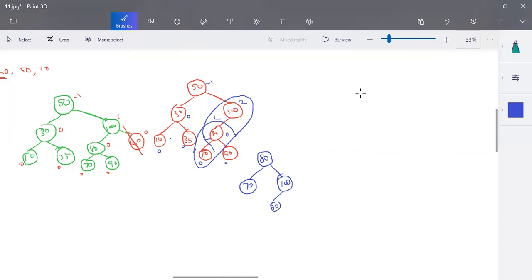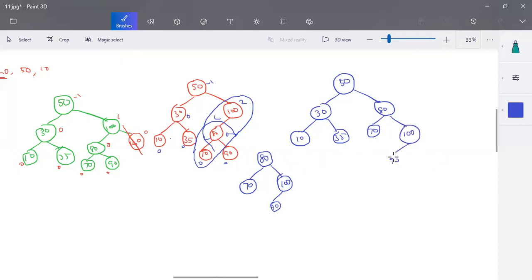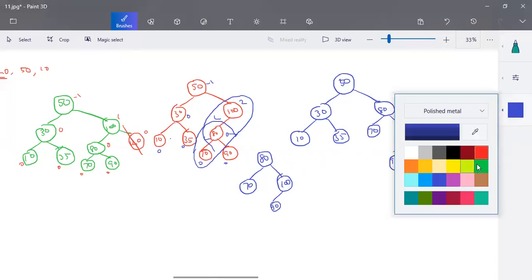Now I'll update it over here after rotation. You'll have 50 here and 30, 10, 35. And here we have performed the rotation: 80, 70, 100 and 90. So calculate the balance factor for each and every node.